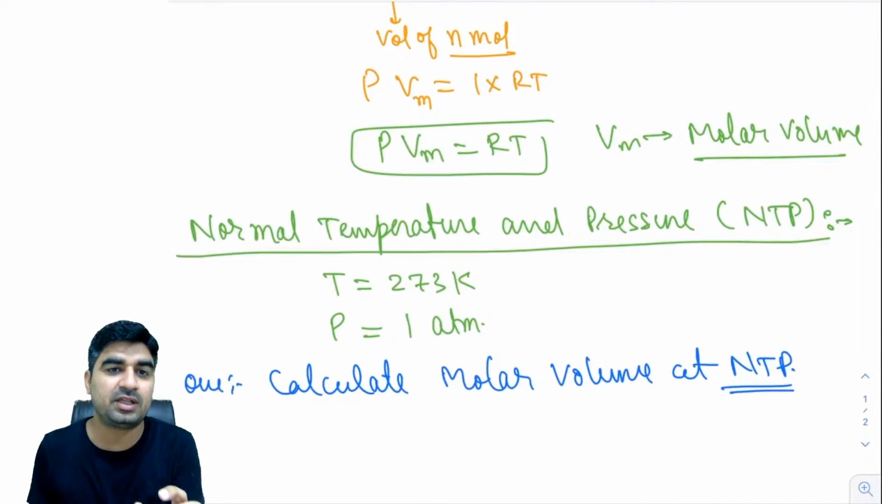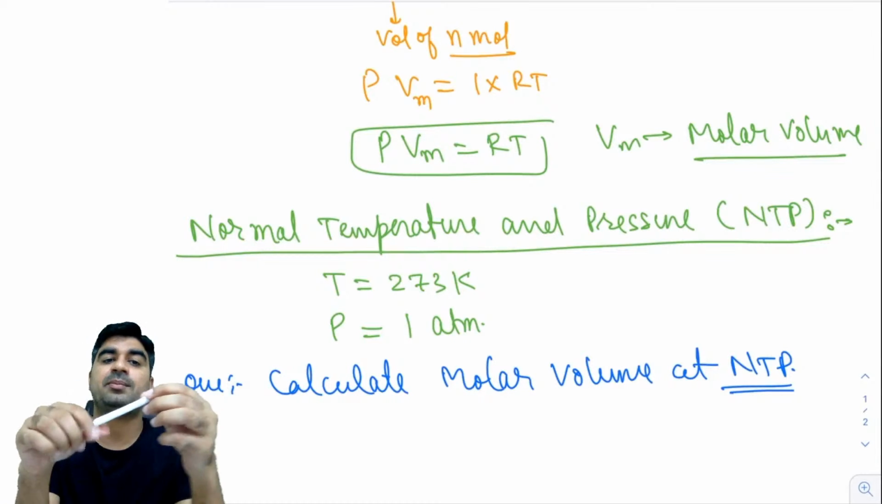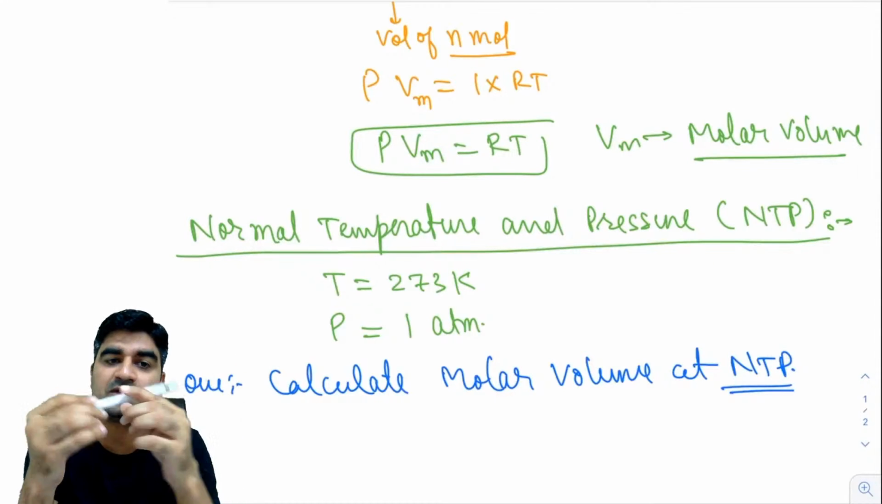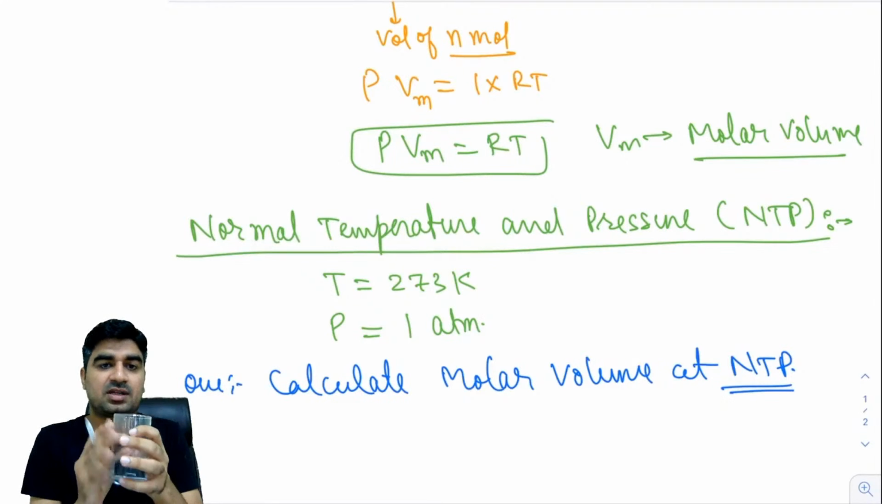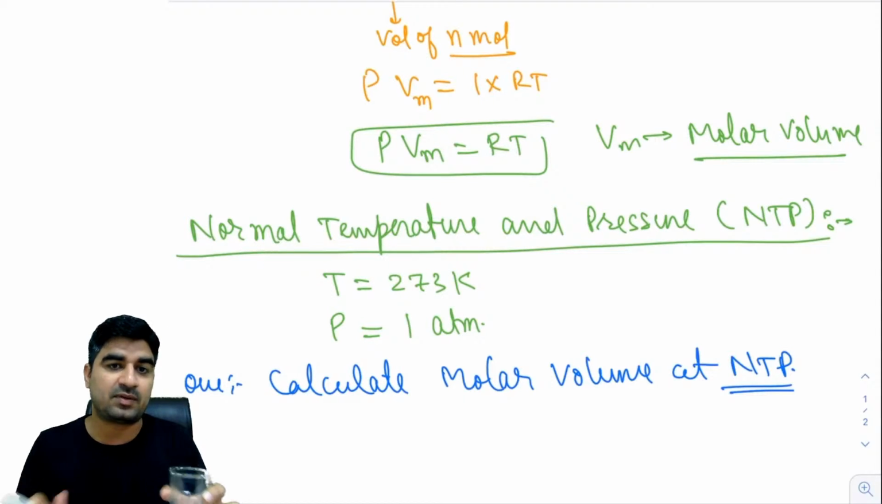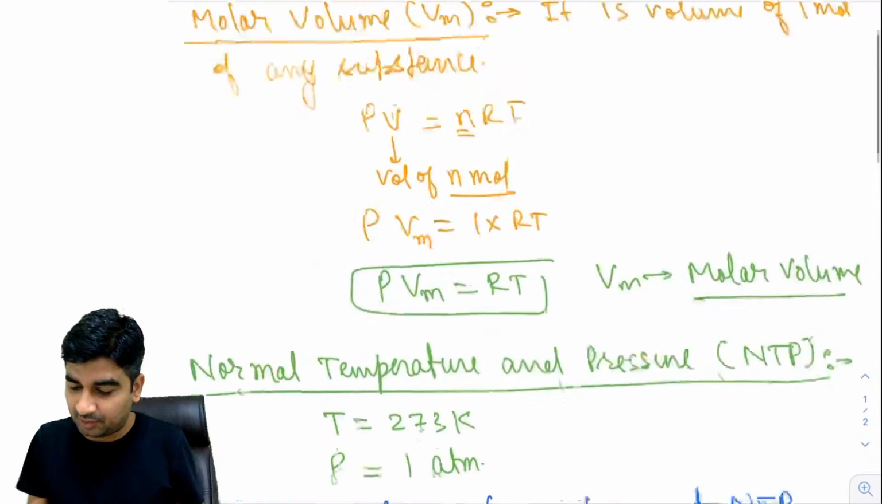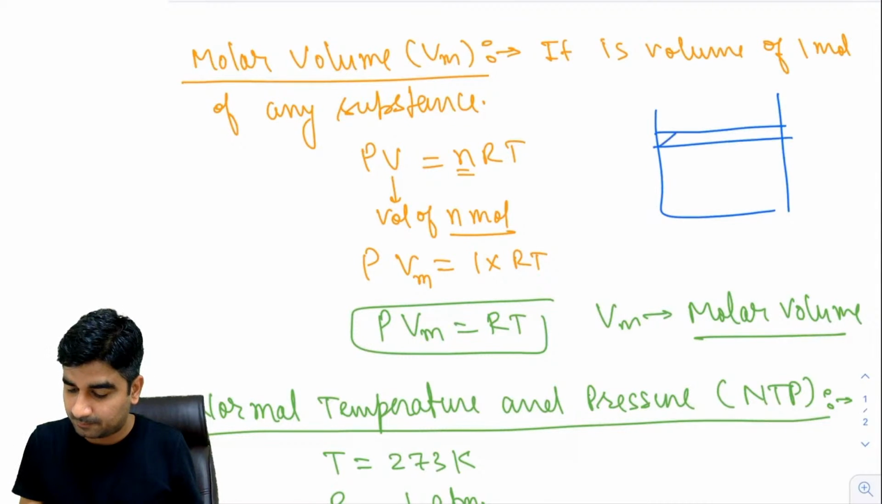Actually, why do we need molar volume? In case of solids and liquids, suppose I am taking this pen, the volume of this pen is fixed. If I am taking this glass, the volume of this glass is fixed, surface area is fixed. But in case of gas, volume is not fixed. How? Let me tell you. Suppose here I am taking this gas, right? Suppose this is 1 mole oxygen.